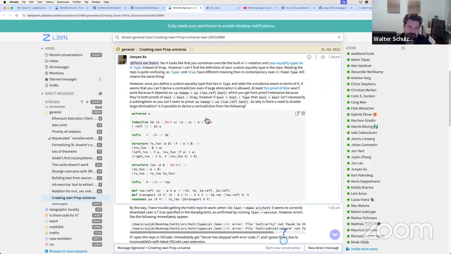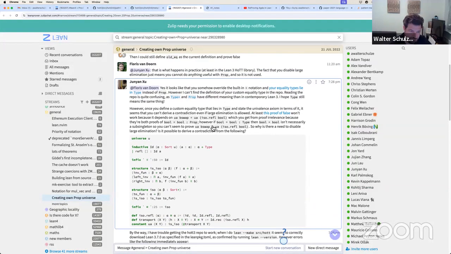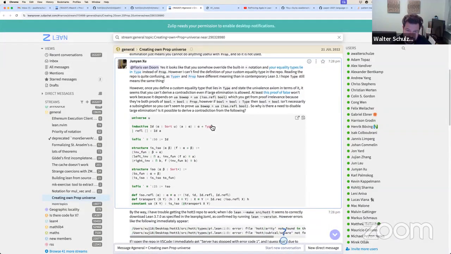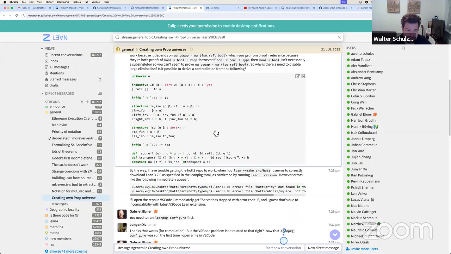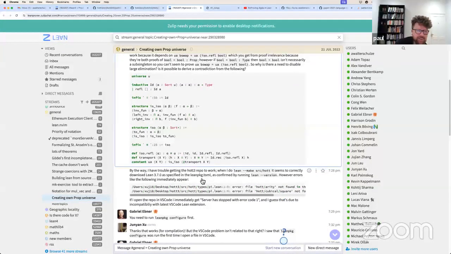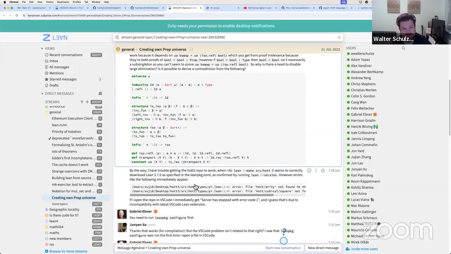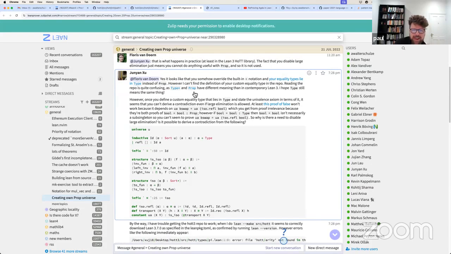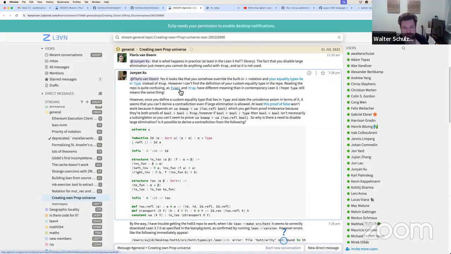So what I'm gathering is they were also trying to do exactly what we're doing. Well, they were going further. Not just redefining equality from Prop to Type, but also trying to disable large elimination.